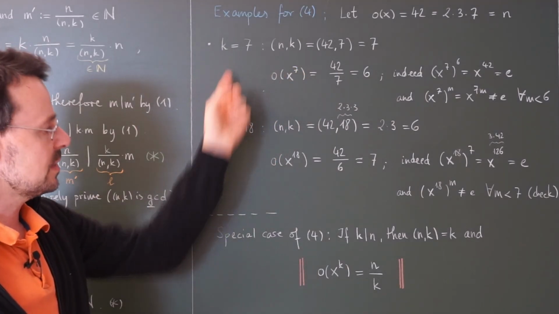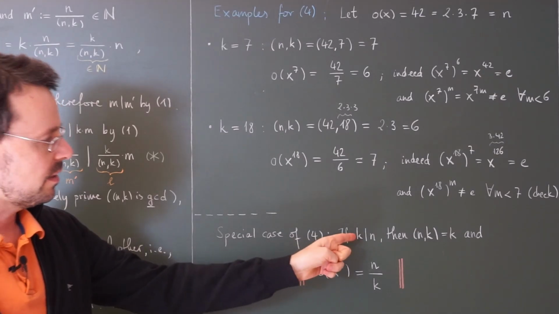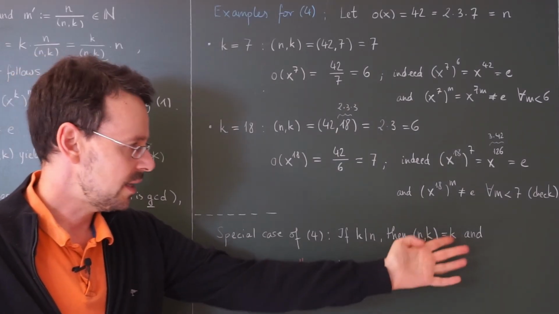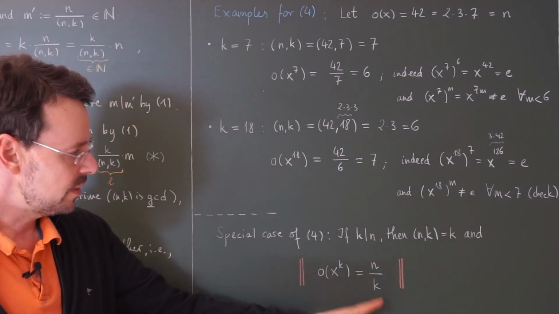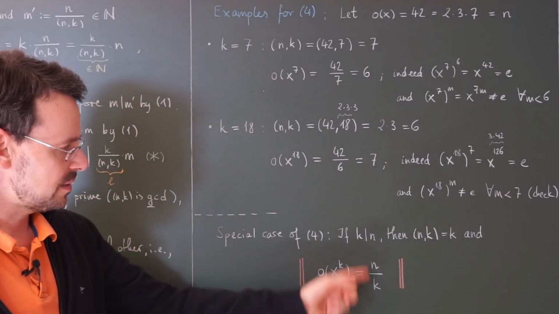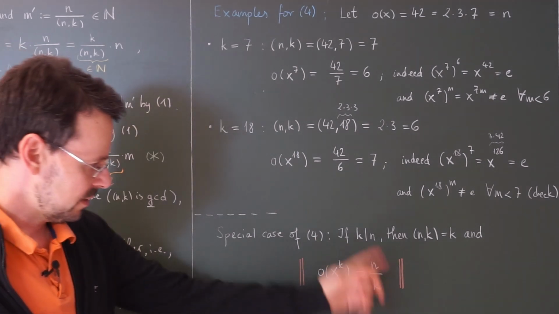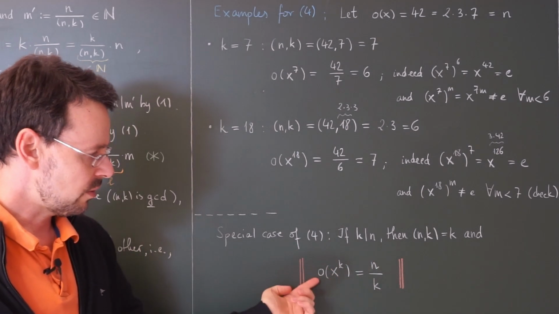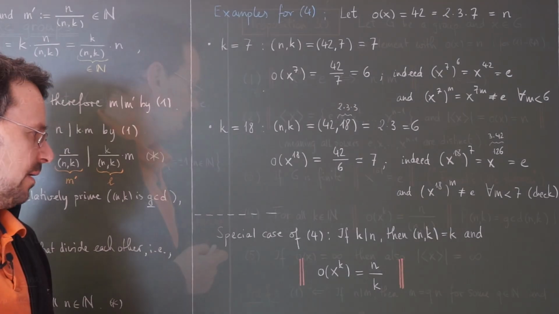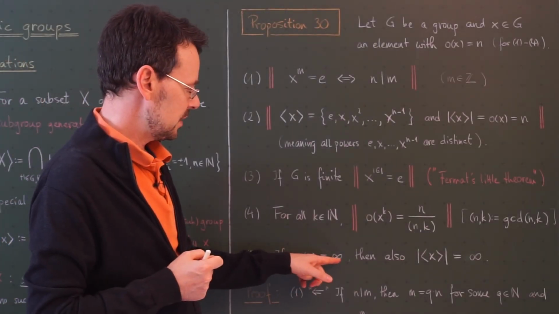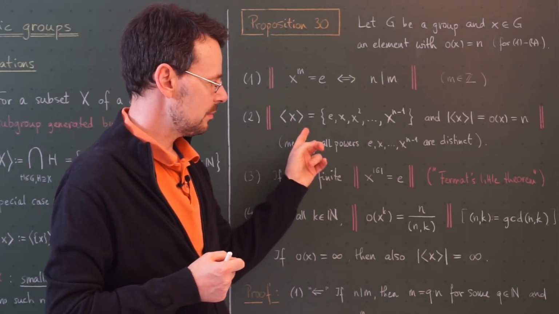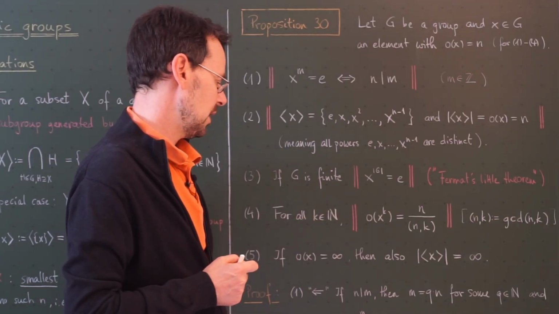So, and we record this case as an important special case. If k is a divisor of n, then clearly the greatest common divisor of n and k is k itself, and we end up with this formula because of this here. So the order of x to the k in this case is n divided by k. This, of course, cannot be true in general, because the order needs to be a natural number, which it isn't if k does not divide n. And finally, if the order is infinite, then the order of the cyclic subgroup generated by x is also infinite.